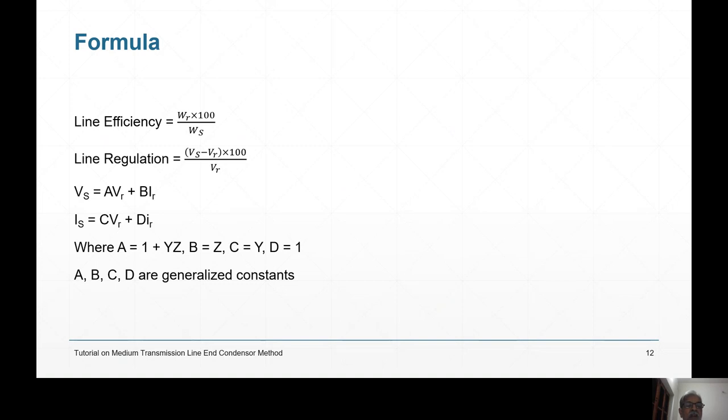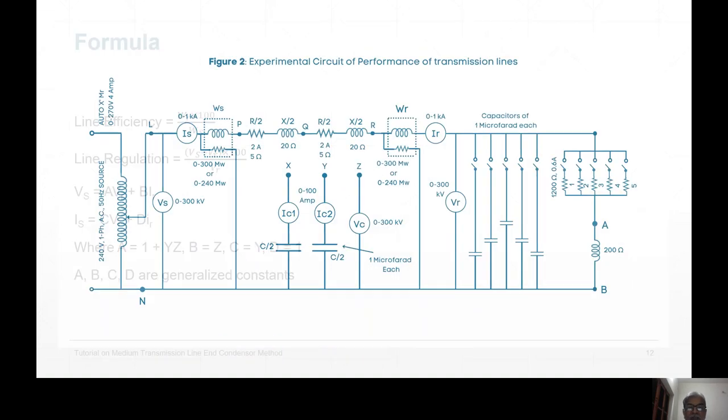And VS is equal to A VR plus B IR, IS is equal to C VR plus D IR. ABCD constants you can calculate. So all these things you can calculate. And for calculating and for doing all these things, you have to use this circuit diagram. So it is a very simple experiment, but gives many parameters, many pieces of information. And you see, all these things we are studying in theory. This is not theory. This is what you will be doing hands-on. You will be observing yourself, taking readings and concluding yourself. That is the main advantage of this experiment.